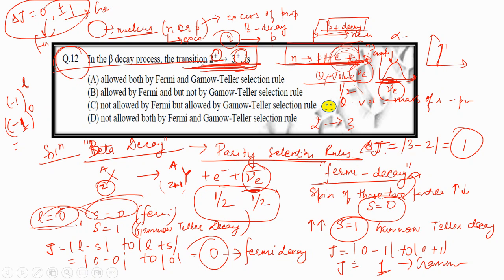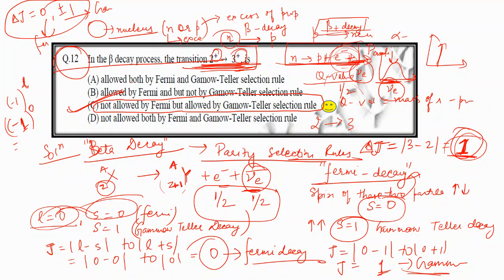L is 0 because this is an allowed transition. For an allowed transition, we assume that the particles are formed at R equal to 0, the ground state, so L is equal to 0. That means the electron and antineutrino form at R equal to 0. So delta J is 1. And you know that one is for Gamow-Teller, not for Fermi. That is why it is not allowed by Fermi, but allowed by the Gamow-Teller selection rule.